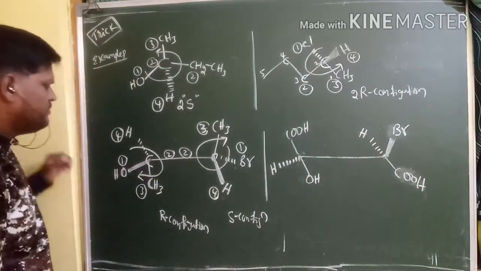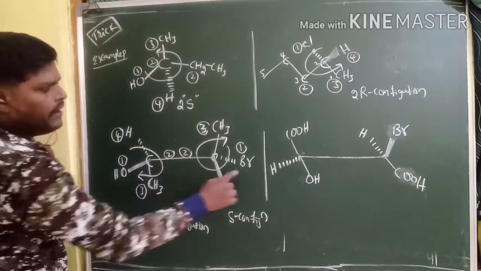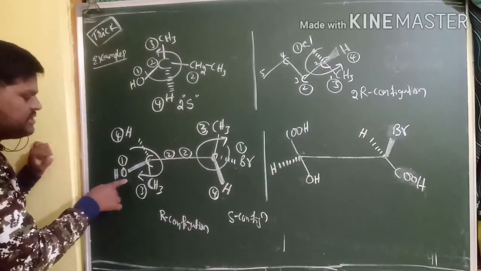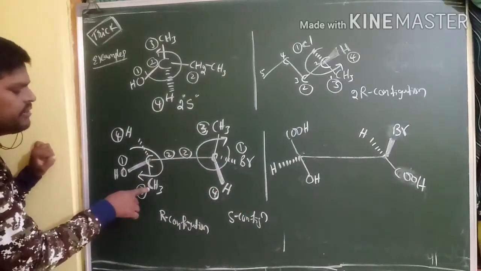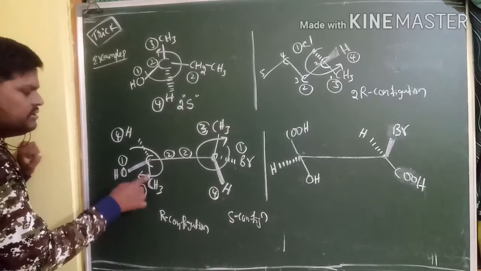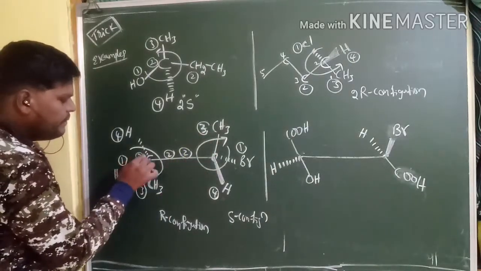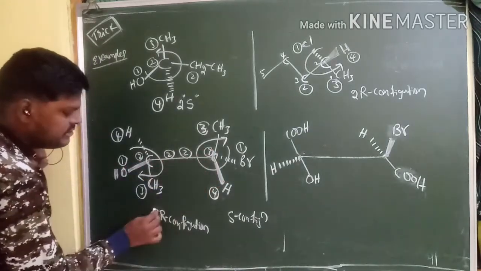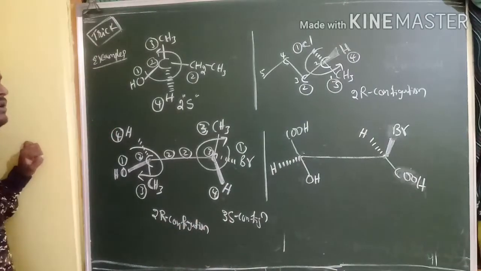What is the longest chain for this one, sir? Here alcohol is the functional group and bromine is the substituent. That's why this is the suffix and this is the prefix. So the longest chain comes from this carbon only. 1, 2, 3, 4. So this is the second carbon and this is the third carbon. Second chiral center, third chiral center. That's why this is 2R configuration. This is 3S configuration. Right?